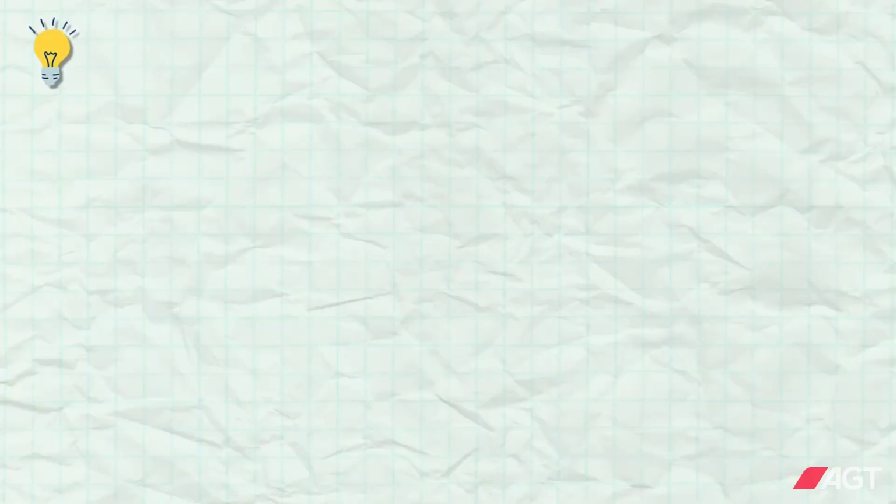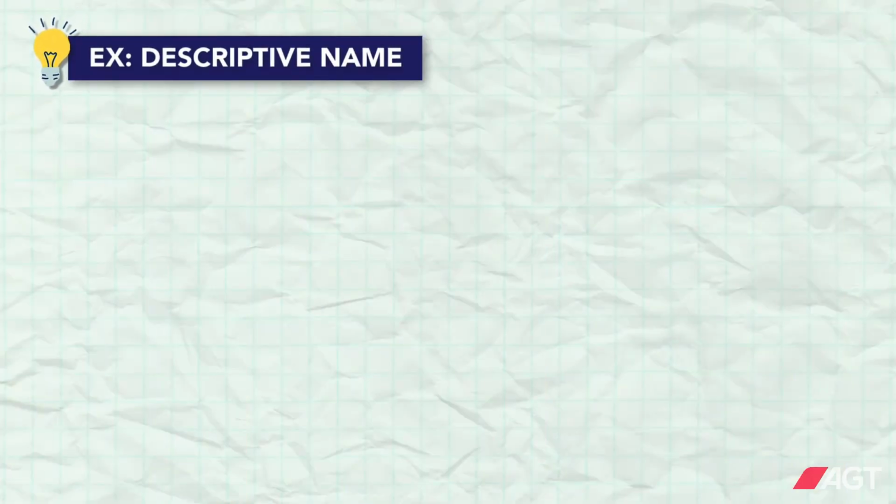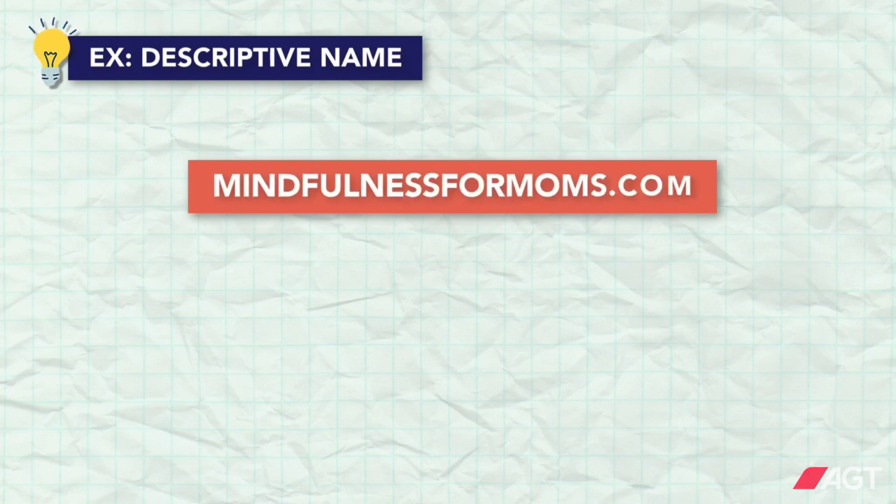Now, if she wanted to name it something more descriptive, she could have called it something more like Mindfulness for Moms. I chose the descriptive route with my business and called it Discover Your Creator because I'm teaching others how to build their own online business and discover their inner creator.